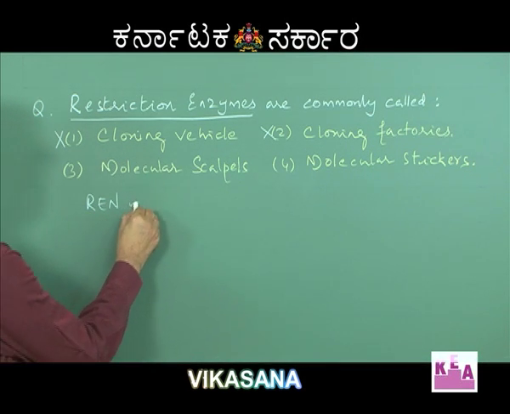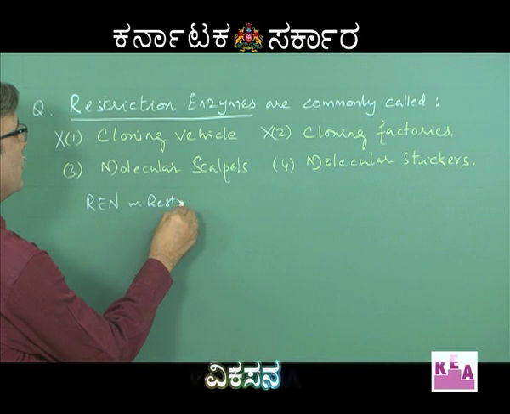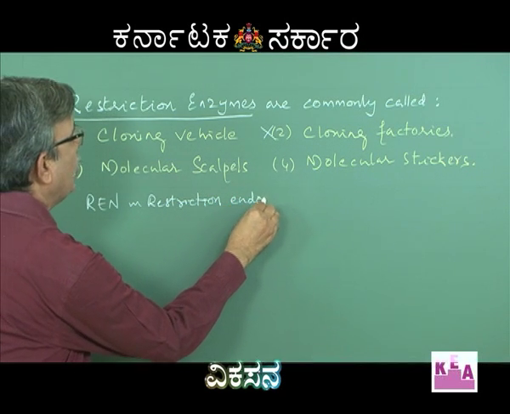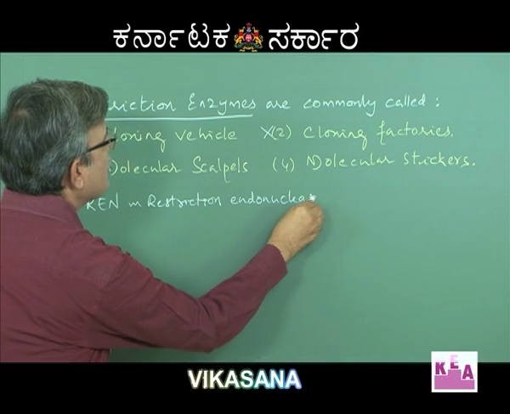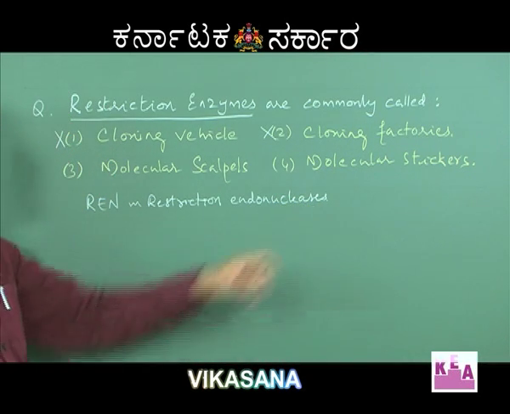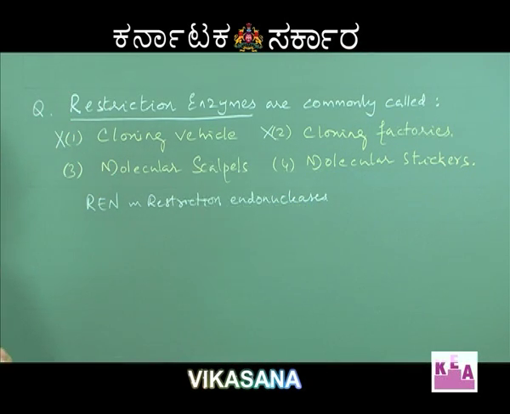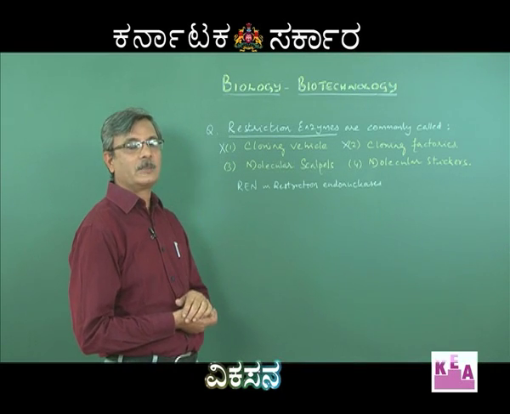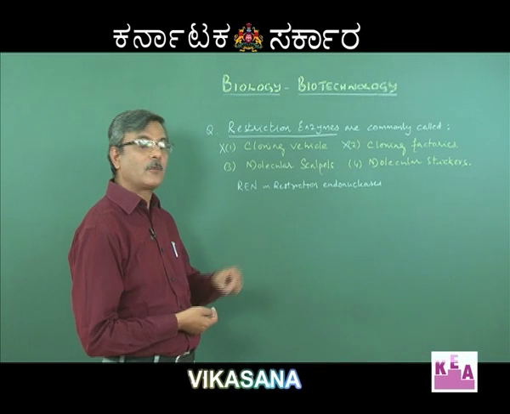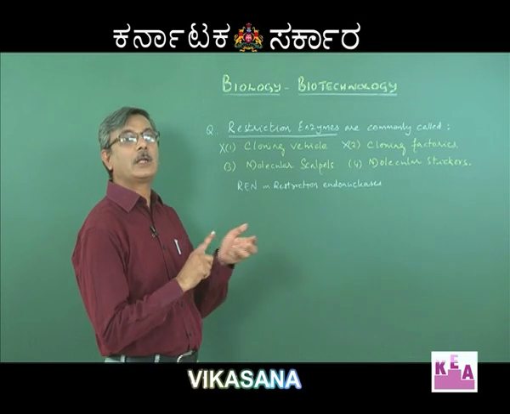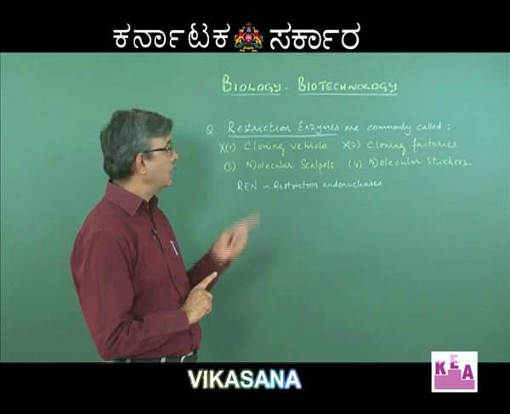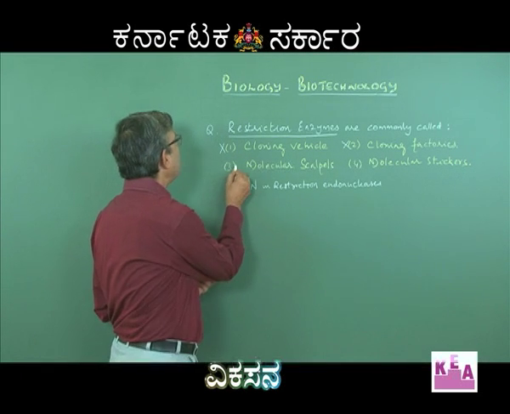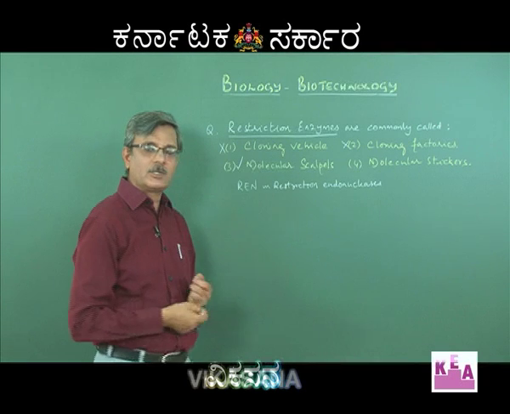They are nothing but restriction endonucleases. Endo means the one which is going to cause a cut in the interior. Restriction means at a specific site, we call that the restriction site. So, it is commonly referred to as chemical knife, molecular scissor, molecular scalpel. Thereby option 3 is the right answer.